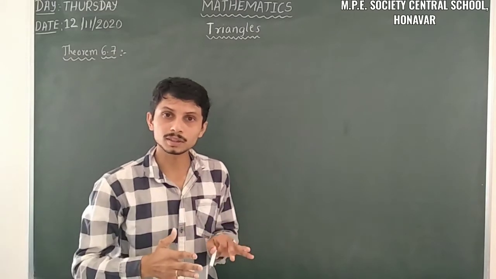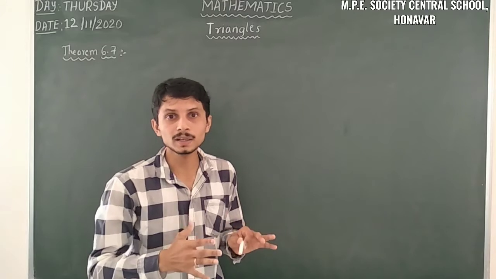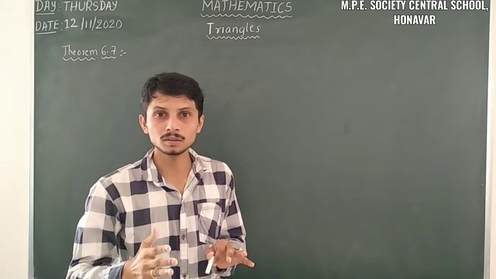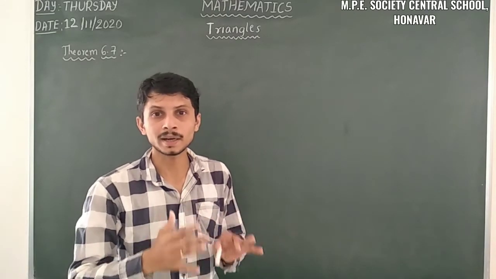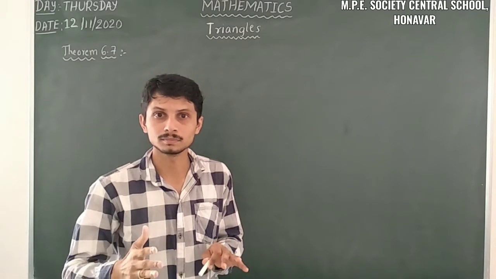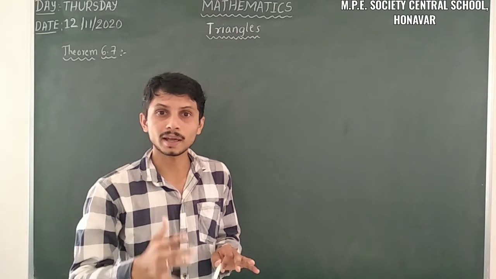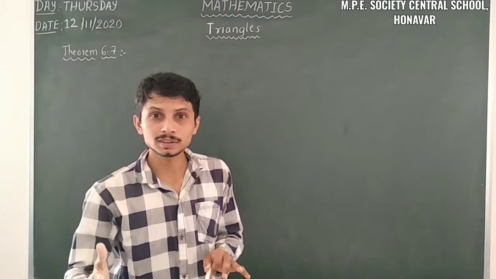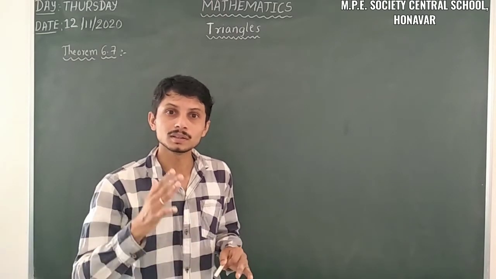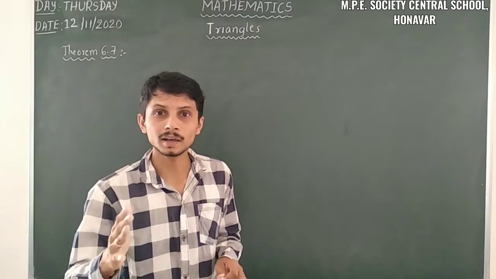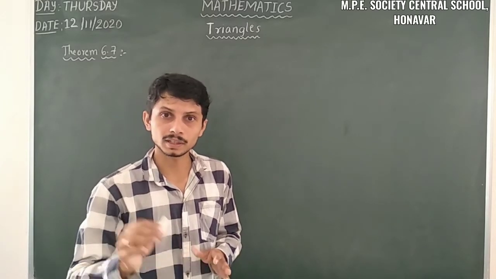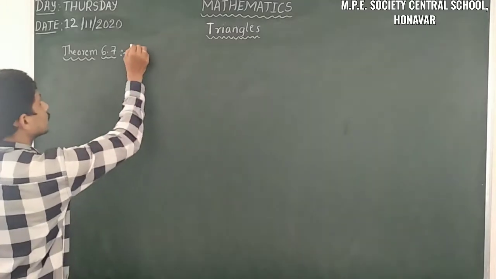The statement of the theorem is, if a perpendicular is drawn from the vertex of the right angle of a right triangle, then the triangles on both sides of the perpendicular are similar to the whole triangle and to each other. So let us take the statement of that one.